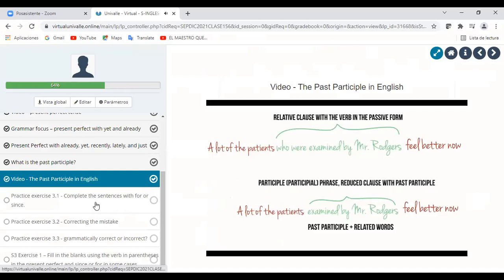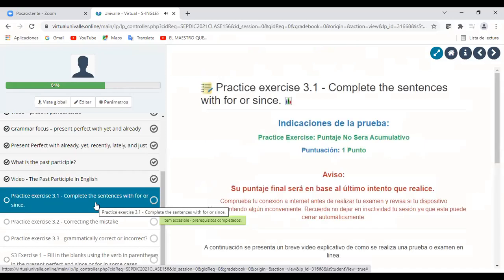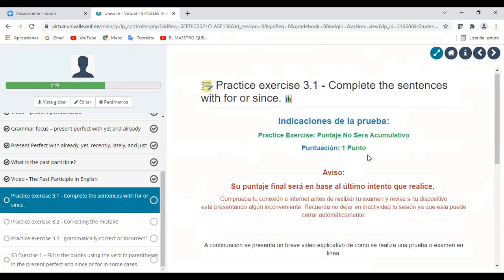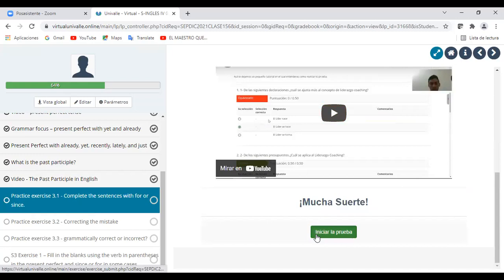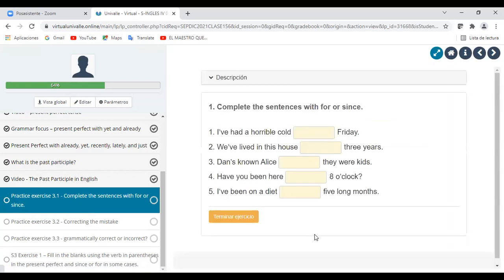Now we're going to be working on the practice section. Complete the sentences with for or since. So I want to highlight something in here. Practice exercise. Puntaje no será acumulativo, okay? So this is not cumulative, even though we have a score in it. Now we're going to complete the sentences with for or since.